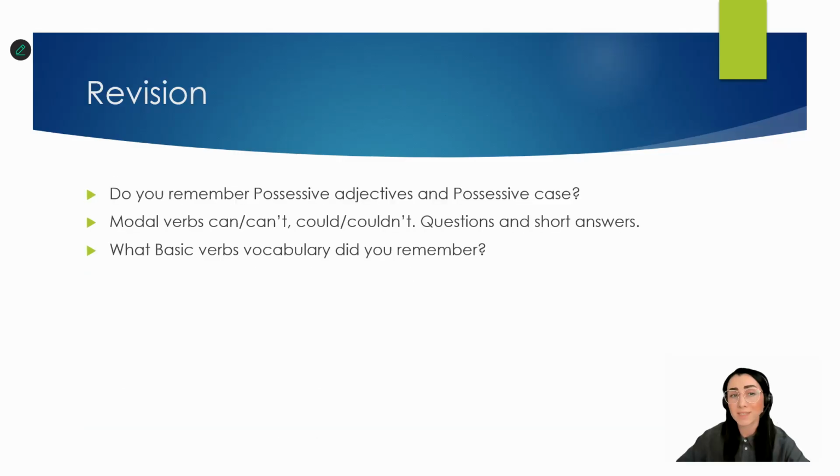Excellent. In today's lesson, we revised possessive adjectives and possessive case. Possessive adjectives: my, your, his, her, our, their, its. Possessive case: when we put apostrophe s to say that something belongs to one person, and we use s apostrophe to say that something belongs to two or more people, and we use of with objects and things. For example, the door of the room.